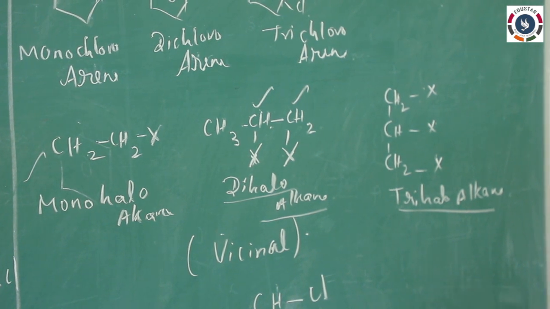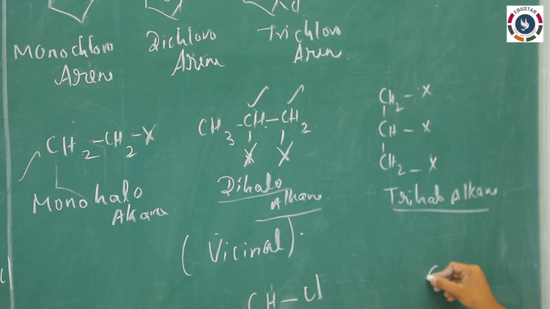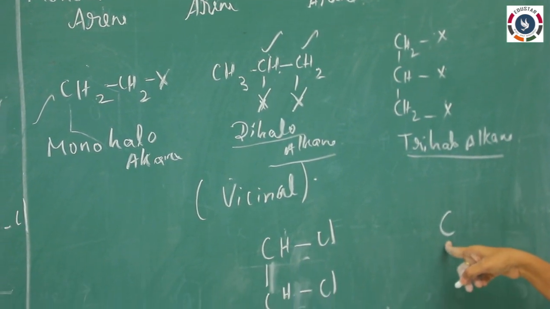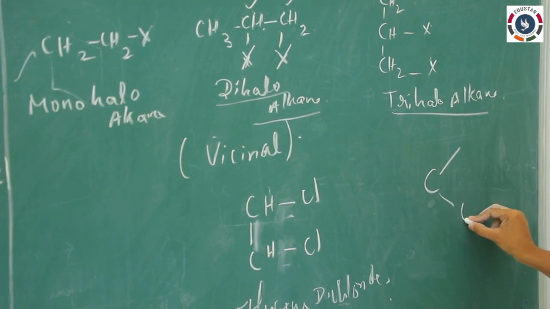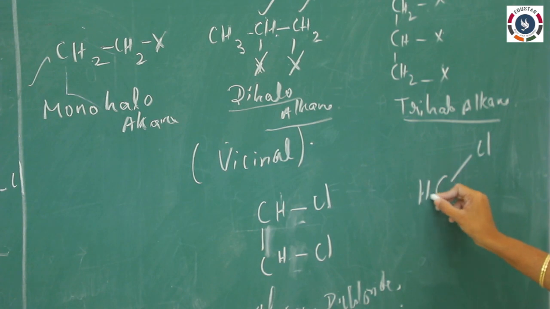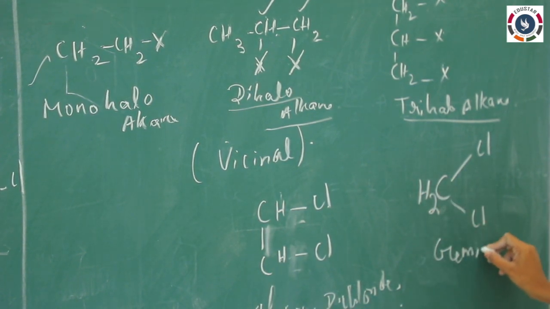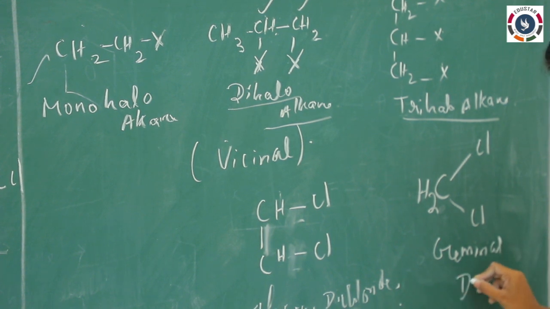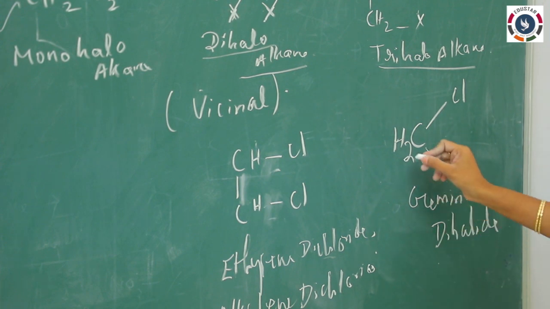One more special dihalo compound is there, that is on a single carbon atom. The alpha carbon itself has 2 halogen atoms in it, and this is called the geminal dihalide. This is called the geminal dihalide, CH2Cl2, called dichloromethane.